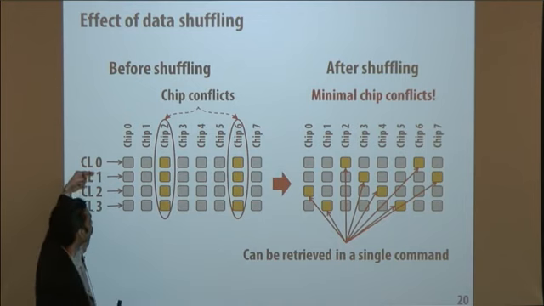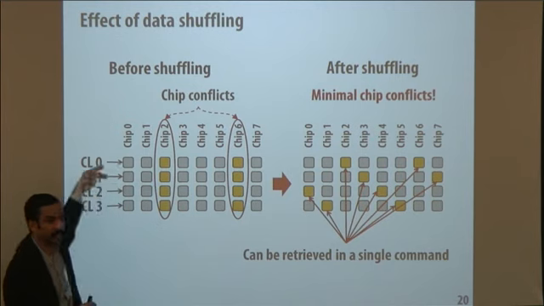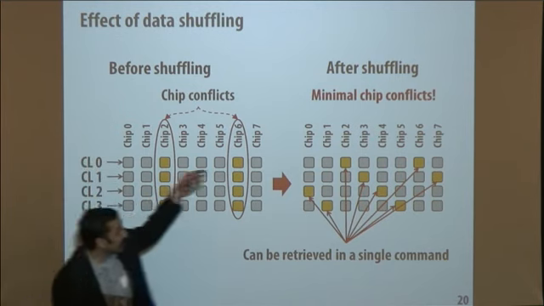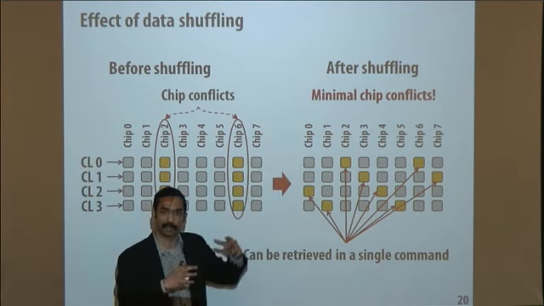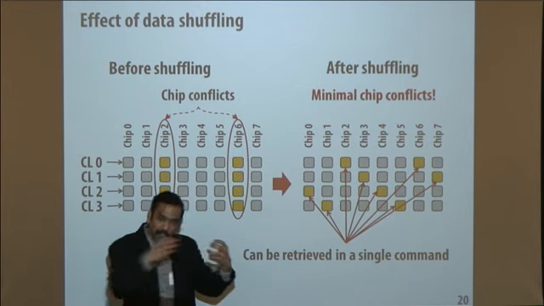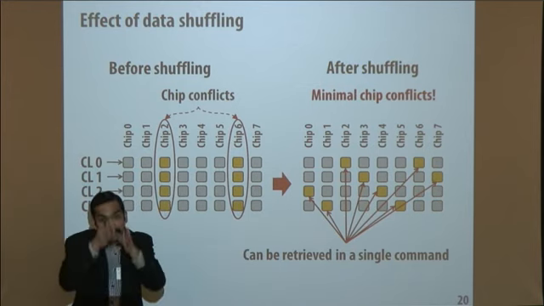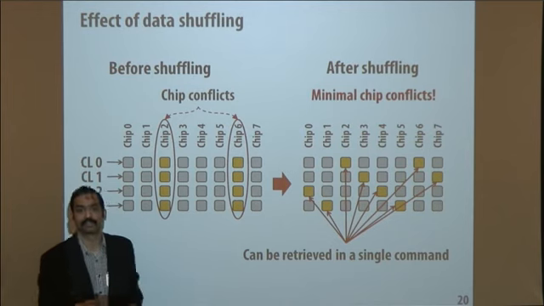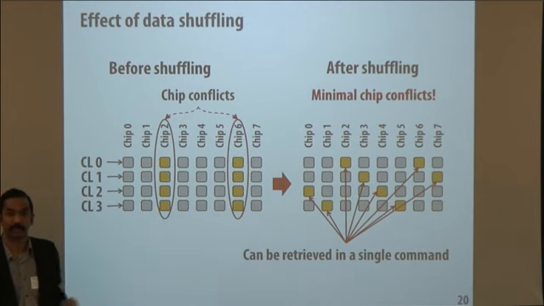But if you look at it row-wise, at just cache line 0, it is still mapped to different chips, which means the memory controller can still retrieve data in row major order with a single command, and in column major order with a single command. So that's the benefit this mechanism would provide.